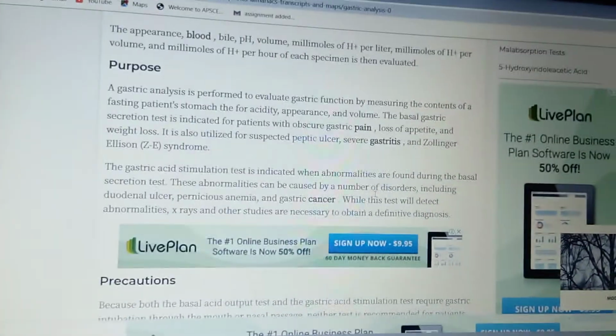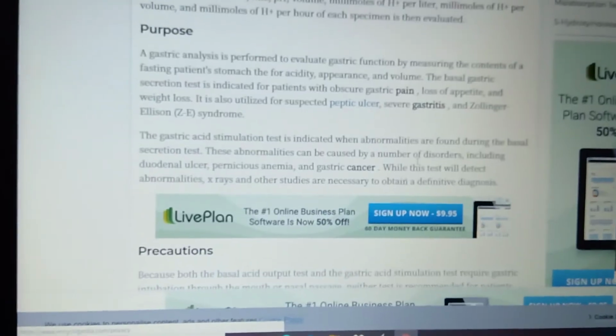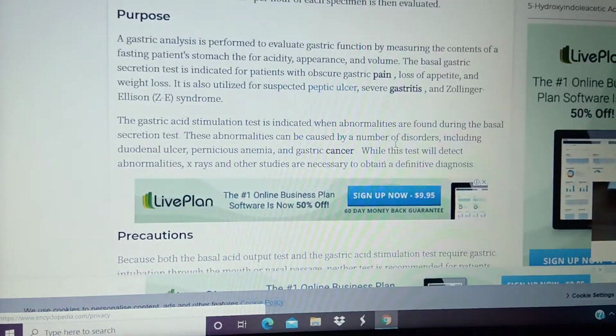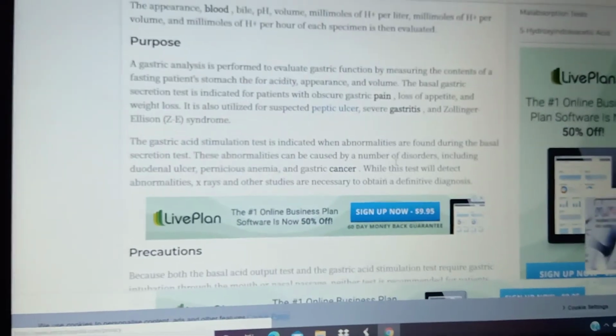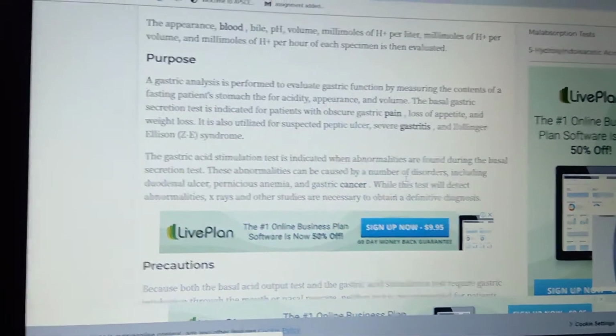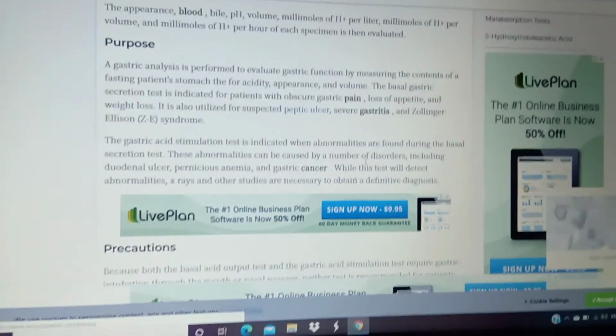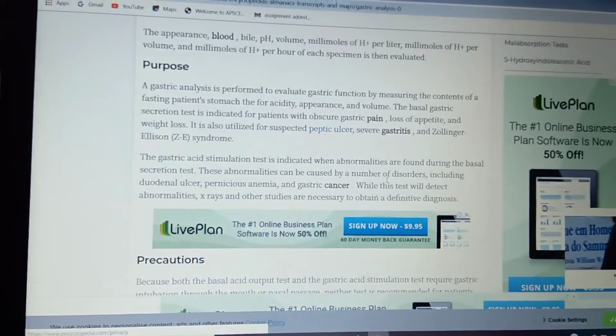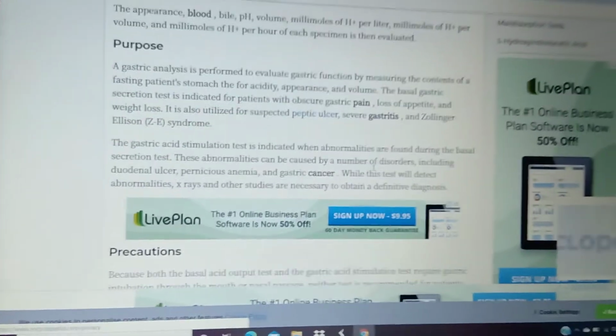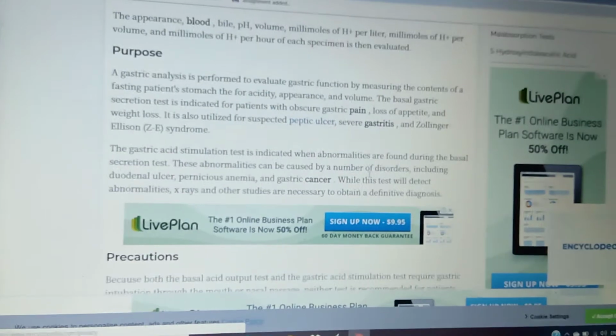Zollinger-Ellison syndrome is also associated with peptic ulcers. Peptic ulcers, inflammation of the gastric areas and rupturing of the gastric areas are called Zollinger-Ellison syndrome. These are the signs and symptoms of peptic ulcers or gastric irritations, and the gastric secretions will be there in Zollinger-Ellison syndrome.